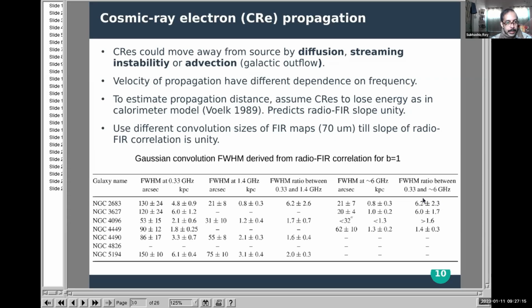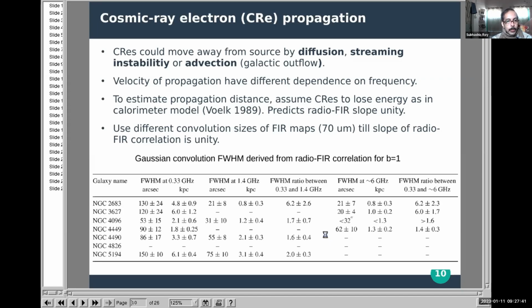There you find that the ratio for the first 2 galaxies is about a factor of 6, whereas 4096 is more than 1.6, we can say. For 4449, it is about 1.4 plus minus 0.3. For others, we can derive it. But again, going through the numbers in this kind of a talk would be somewhat difficult. So let's go for interpretation.